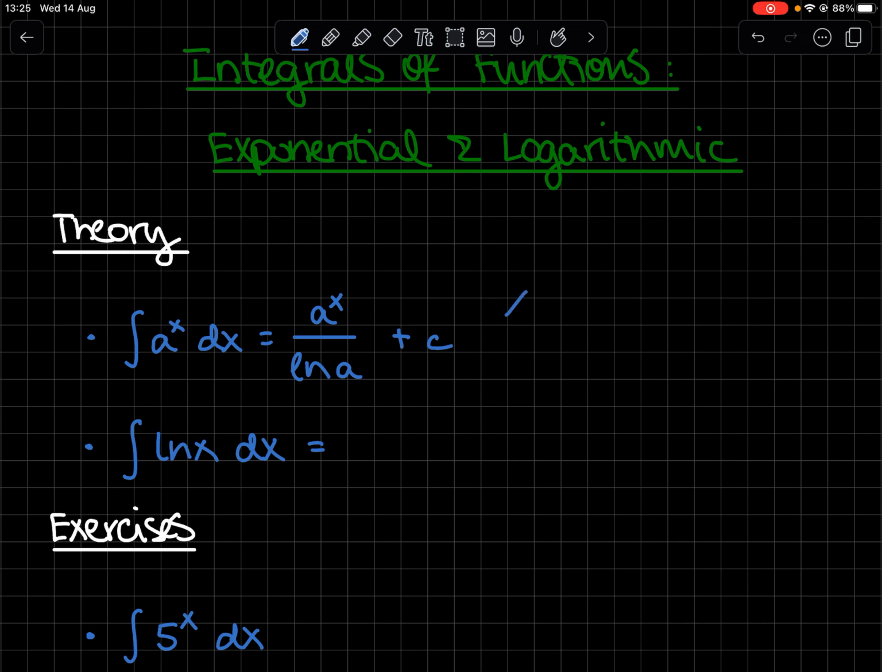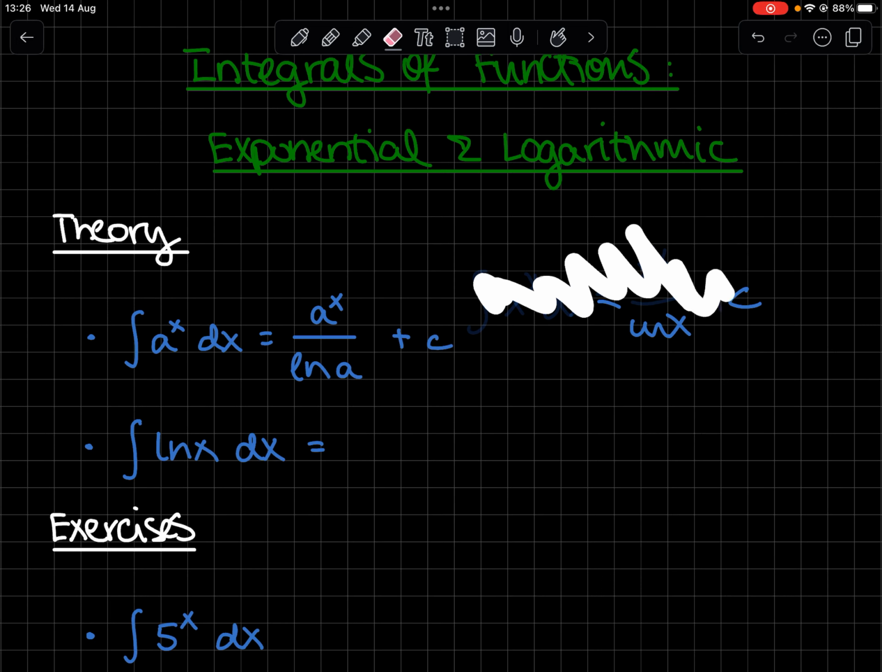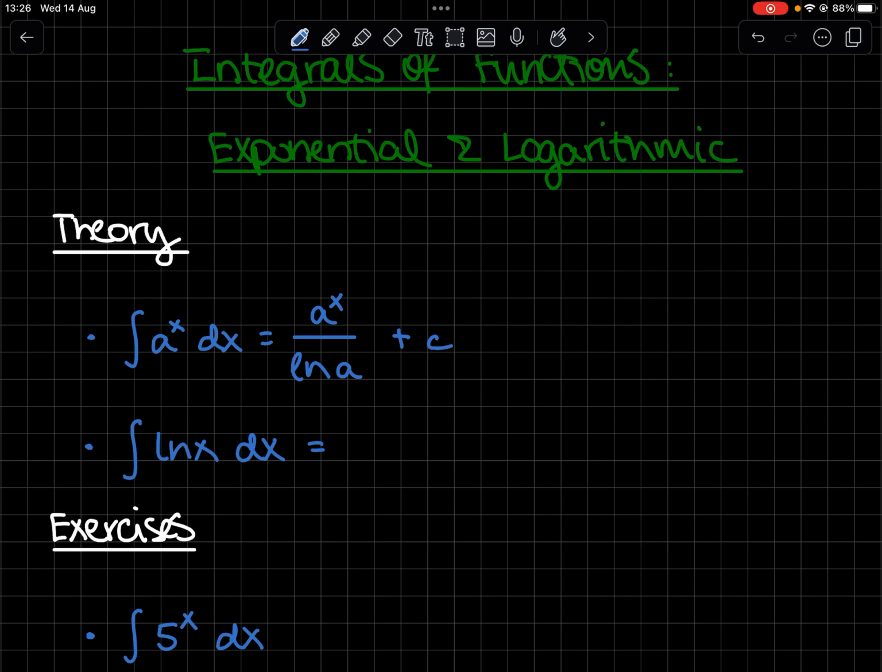If you had the integral of x to the power of x dx, you cannot just use this rule and say that's going to be x to the power of x divided by the ln of x plus c. Okay, it doesn't work like that. a has to be independent of x.